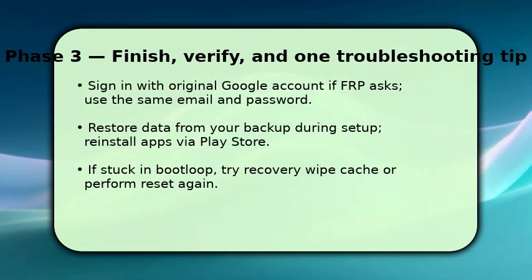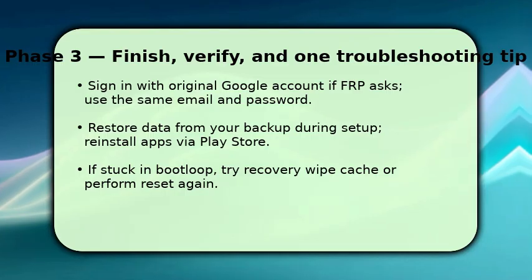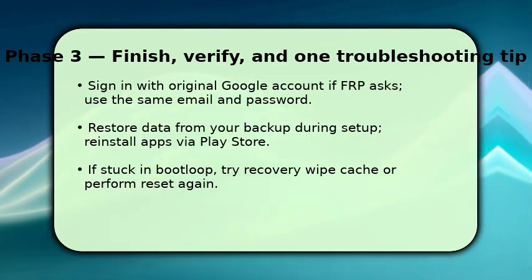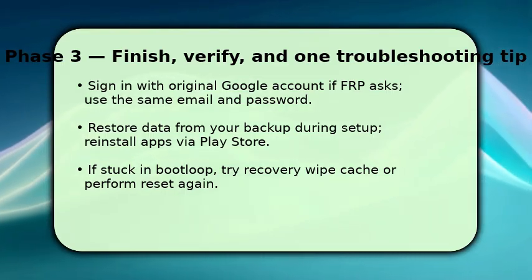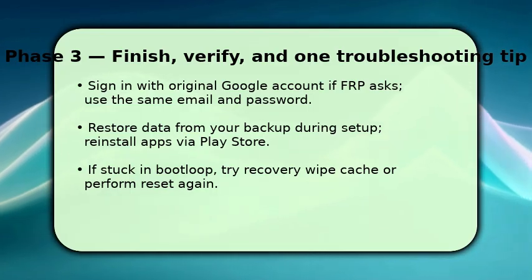After reboot, follow the on-screen setup. Choose language, Wi-Fi, and then sign in with the same Google account used before the reset. This clears factory reset protection. Once signed in, restore your backup and reinstall apps from the Play Store so your phone feels familiar again.